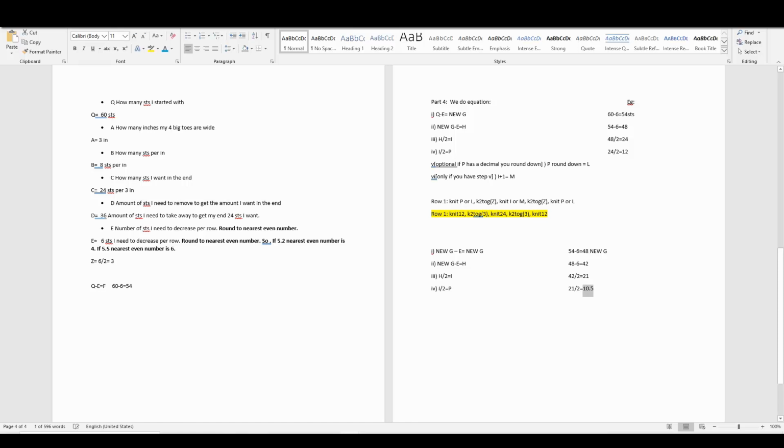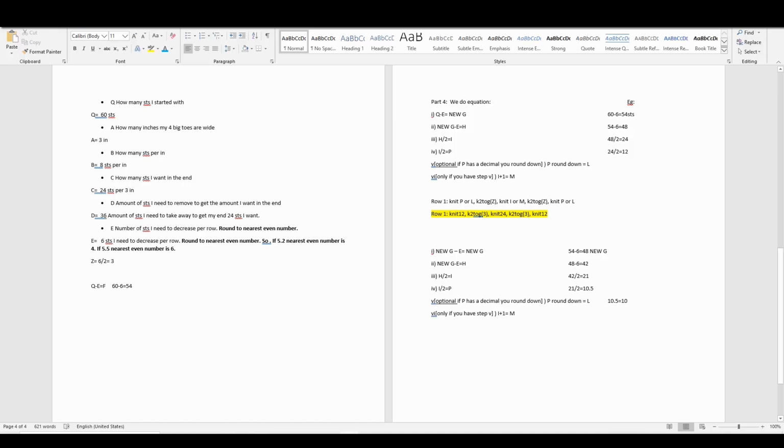Because this number here is a decimal, we have to apply step 5. Okay? So step 5 is this. If P has a decimal, you round down. So P is 10.5. It has a decimal, so always round down. So 10.5 becomes 10. Okay, so it could be any decimal. If it's 10.9, it becomes 10. 10.2 becomes 10. 10.3, 10. If it's 8.4, it becomes 8. If it's 8.9, it becomes 8. Right? So that's the first part of 5.